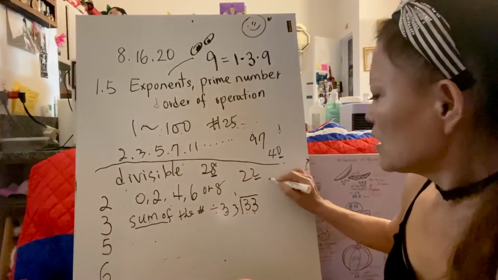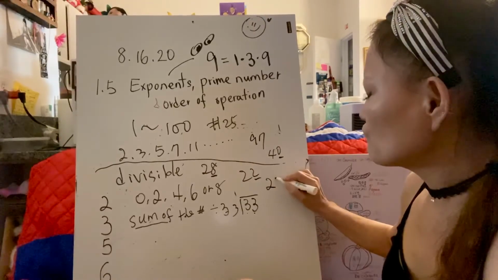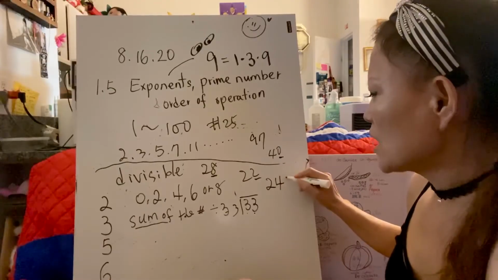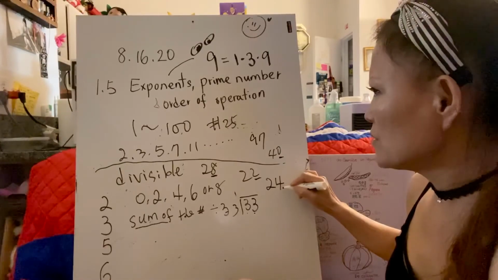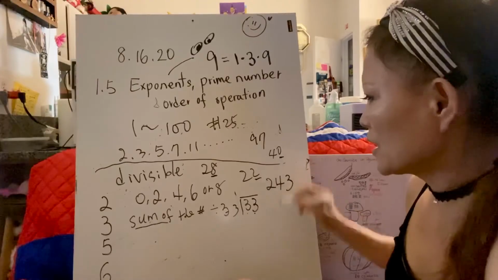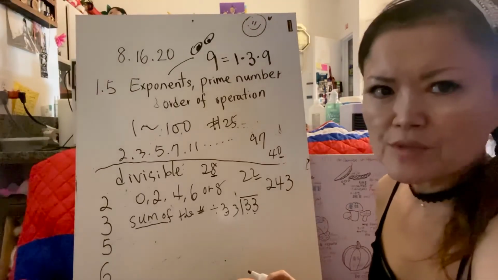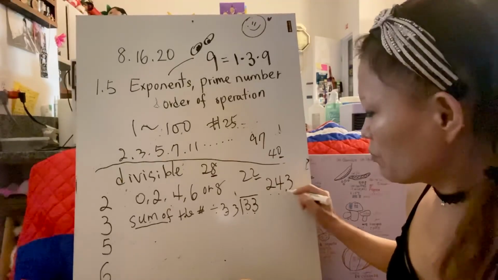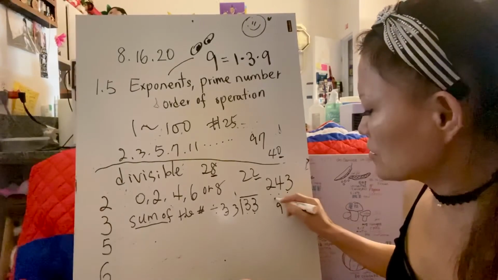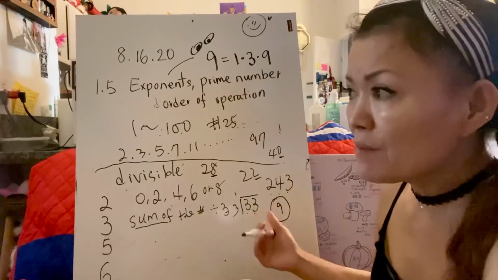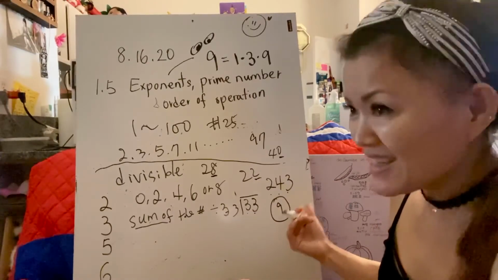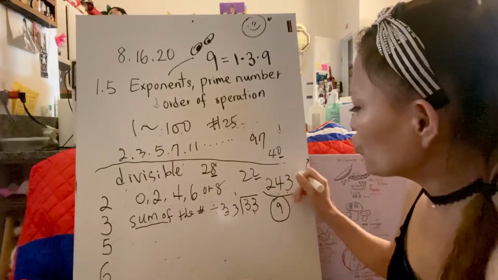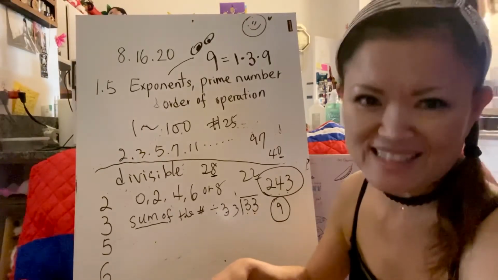Let's say 243. Look, 2 plus 4 is 6. 6 plus 3 is 9. The sum is 9. Can you divide 9 by 3? Yes, because 9 divided by 3. So that means 243 can be divided by 3.